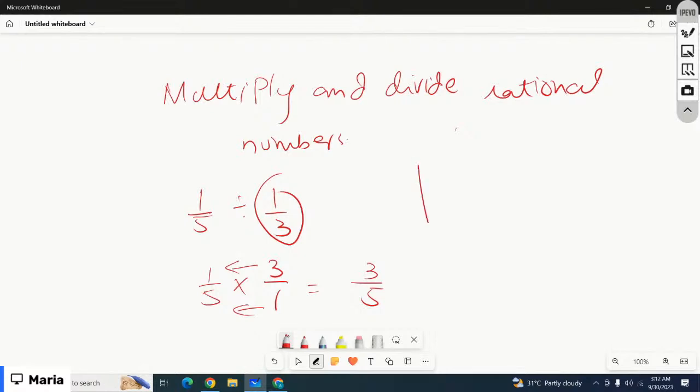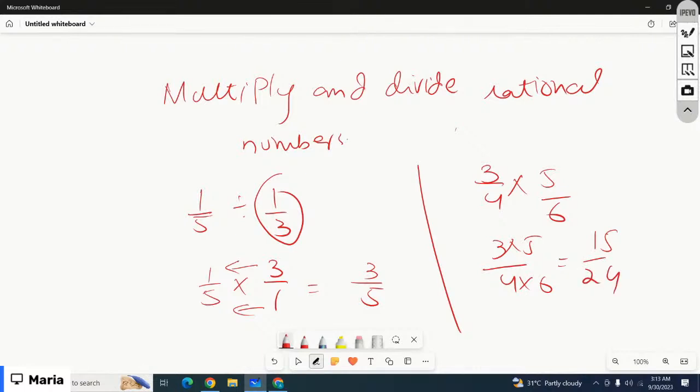And when you are multiplying fractions, multiplication is very easy. You have to do numerator times numerator and denominator times denominator, right? You need to do 3 times 5 and 4 times 6. 3 times 5 is 15 and 4 times 6 is 24. So it is 15 over 24, right? These are things you have already done, right?